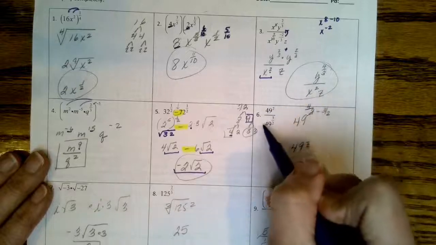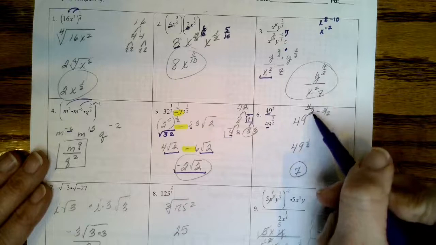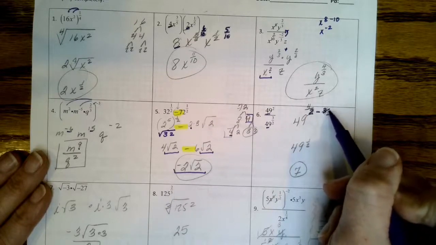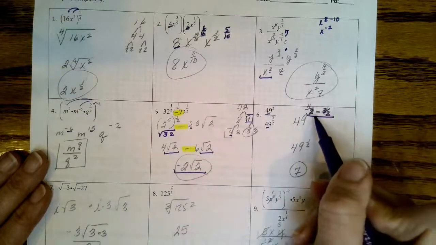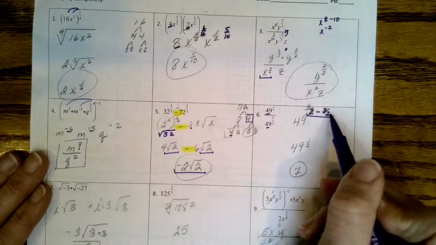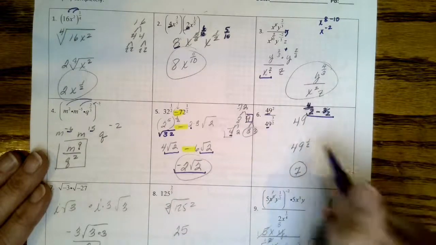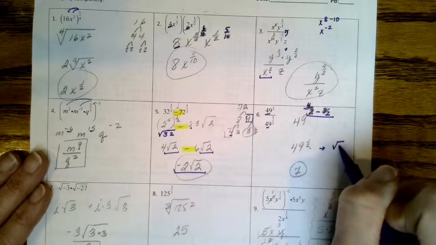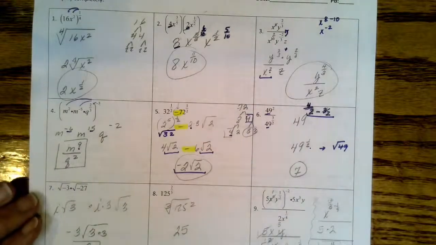And here I have same base 49, subtract. So I ended up with 49 squared minus, now remember I'm subtracting my exponents. When I put this into a common denominator, 2 is the same as 4 halves. So that's how I get 49 to the 1/2 power. That's the same as the square root of 49, which of course is 7.